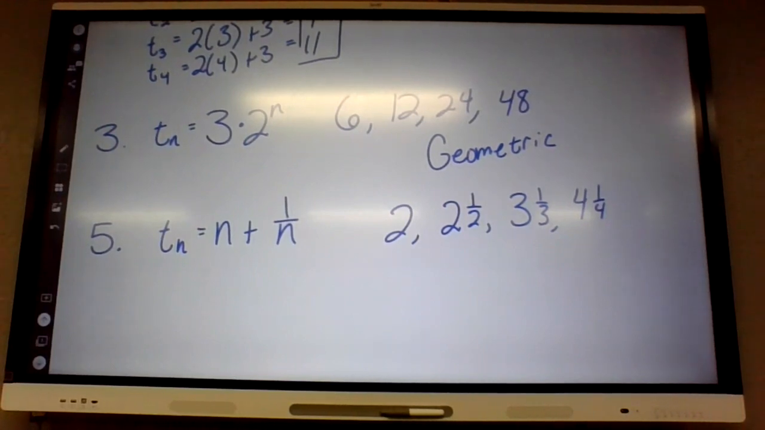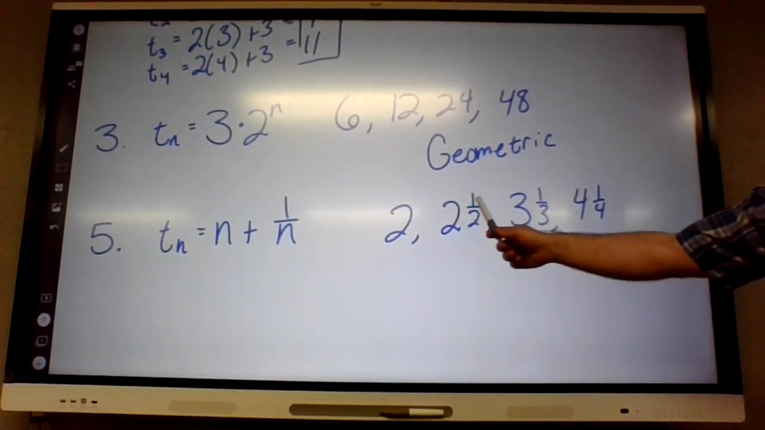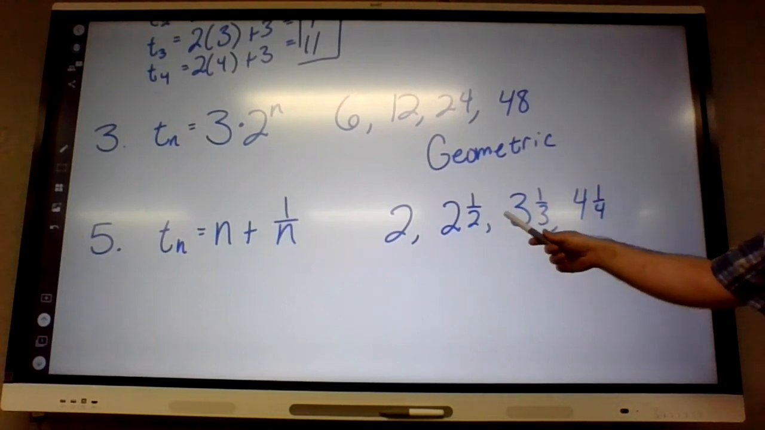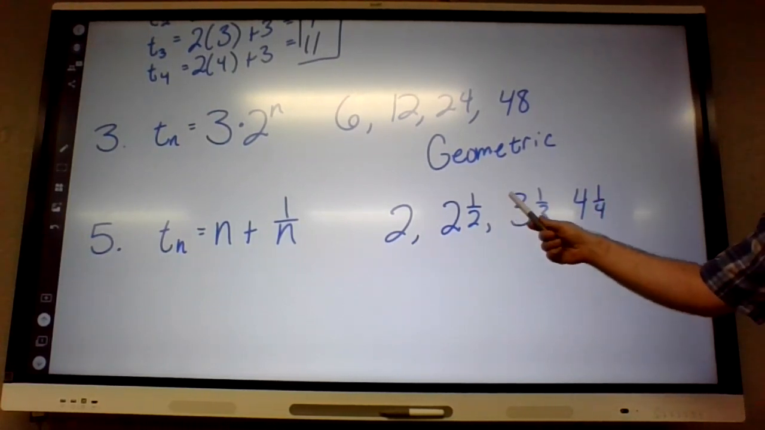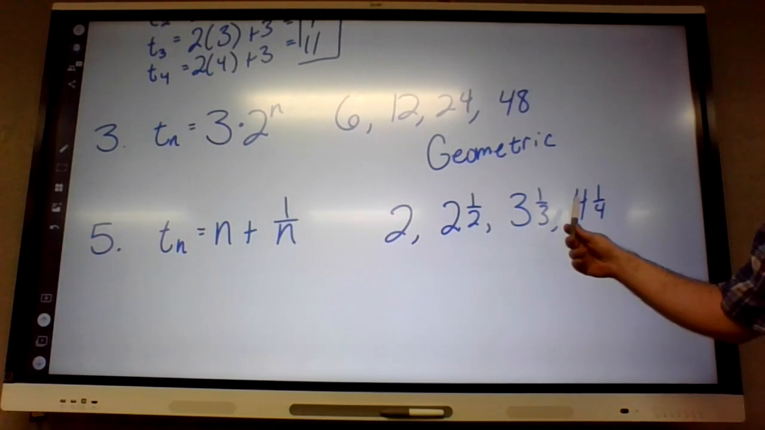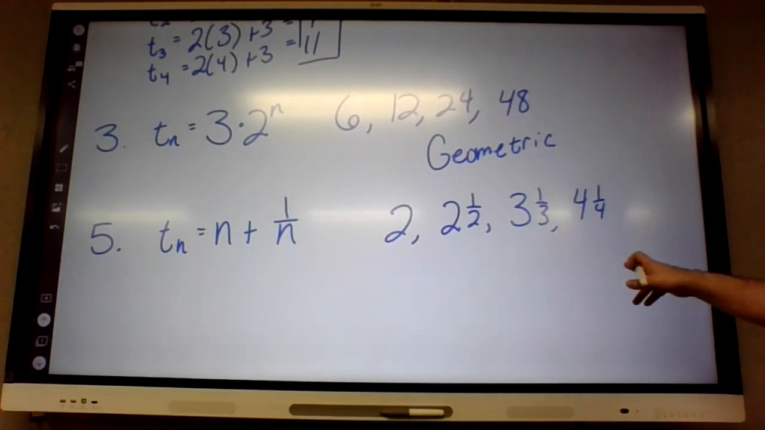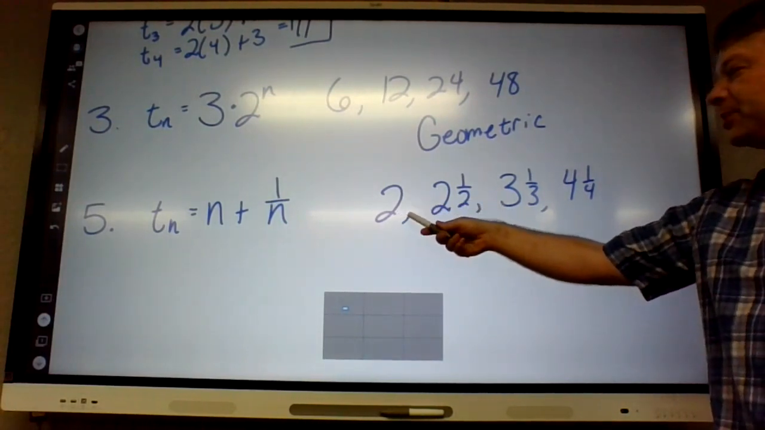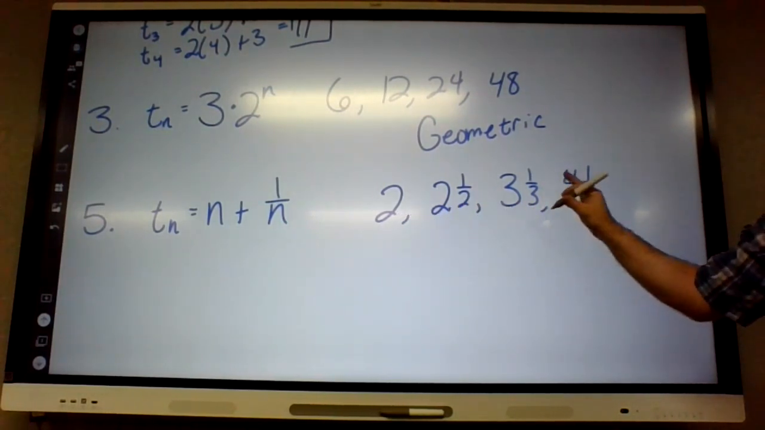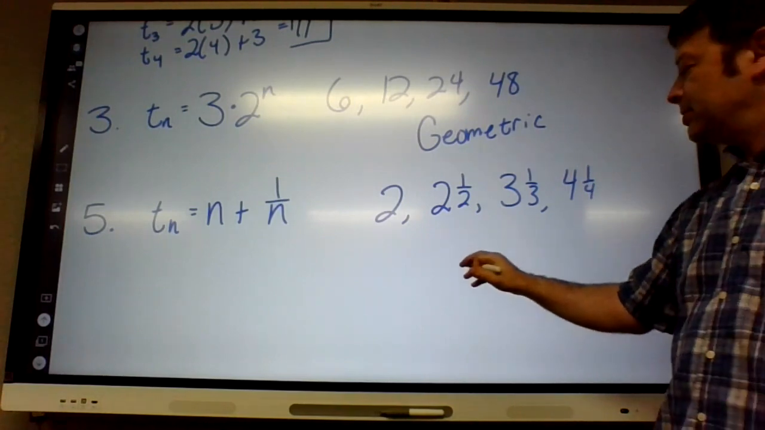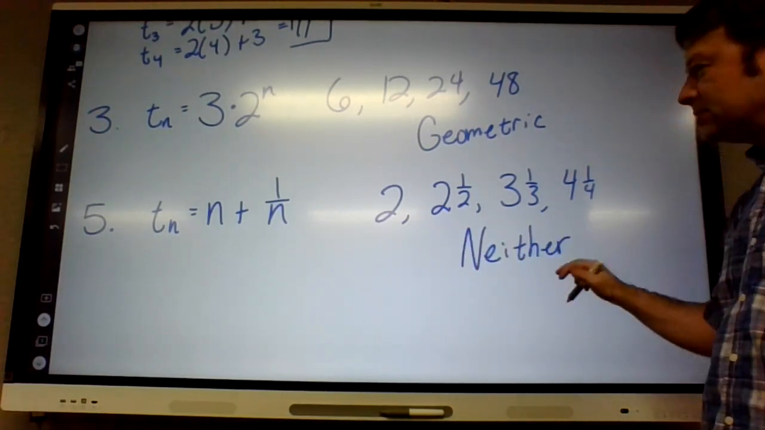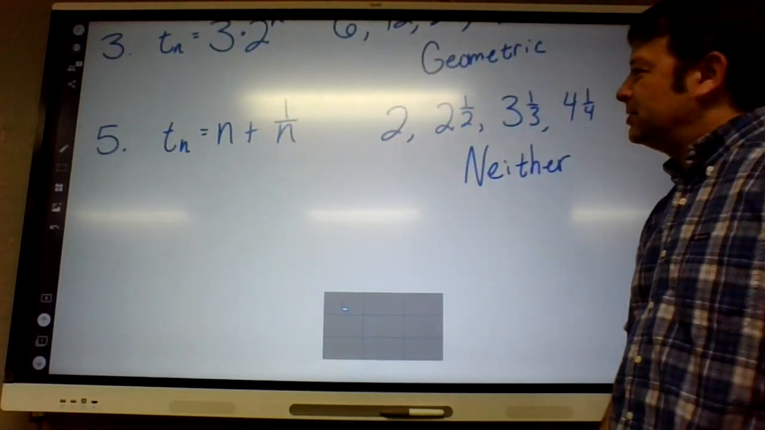Okay, and what kind of pattern is that? It's like plus a half, plus 1 1/3, plus, I don't know, some weird fraction. So it's not adding the same number. Is it multiplying the same value every time? No. It's like this is times 1.25, this times something weird. I don't know. It's neither. It's still a sequence, but it's neither of the above.